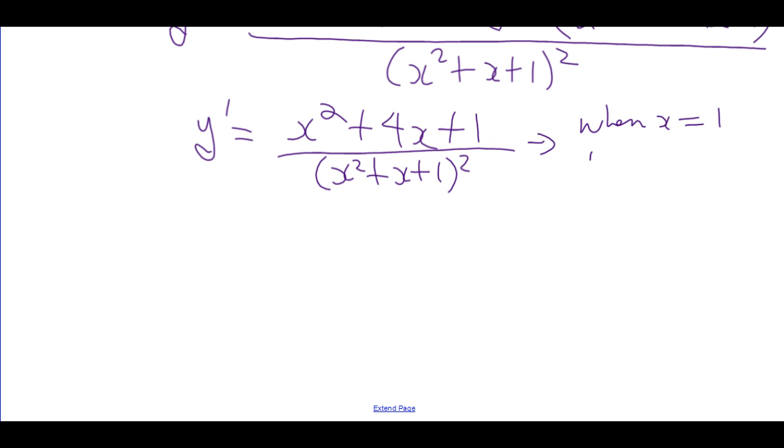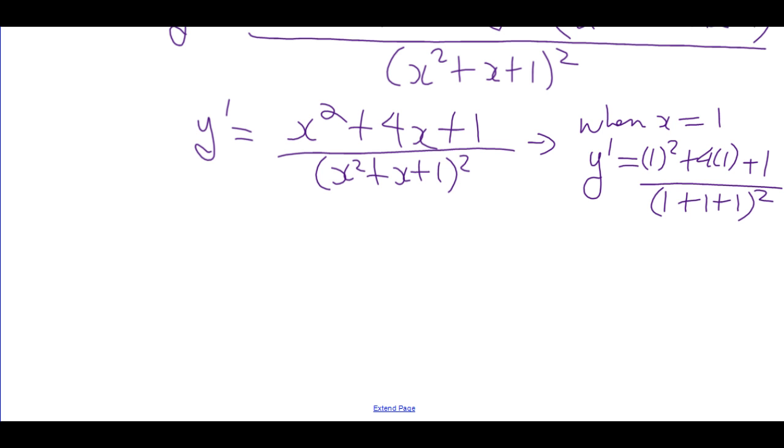When x is equal to 1, y prime is equal to 1 squared plus 4 times 1 plus 1 over 1 plus 1 plus 1 squared. Okay, which is 1 plus 4 plus 1, which is 6 over 3 squared. Don't write that as a 6. Some of you would do that, right? You look at the test and go, why did I do that? So it's 6 over 9, which is 2/3. And we should reduce fractions if we can.